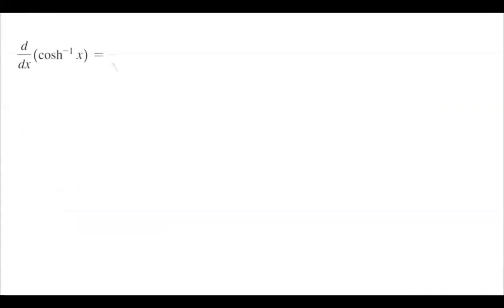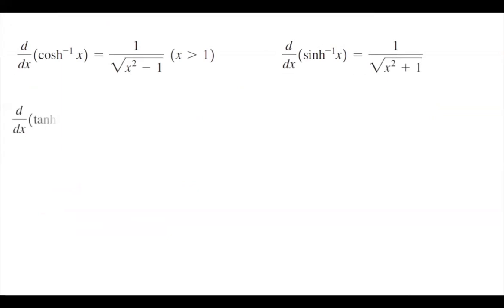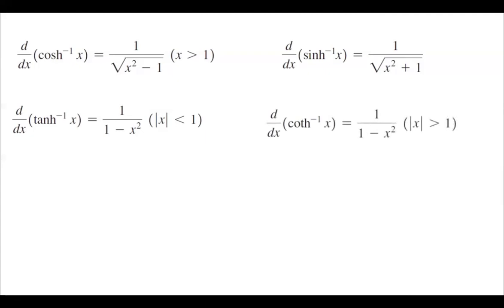When you're taking the derivative of inverse hyperbolic cosine of x, it is equal to 1 divided by square root of x squared minus 1. The derivative of inverse hyperbolic sine of x is equal to 1 divided by square root of x squared plus 1. We can find the derivative of the rest of the inverse hyperbolic functions. For example, the derivative of inverse hyperbolic tangent of x is 1 divided by 1 minus x squared. The derivative of inverse hyperbolic cotangent of x is 1 divided by 1 minus x squared.